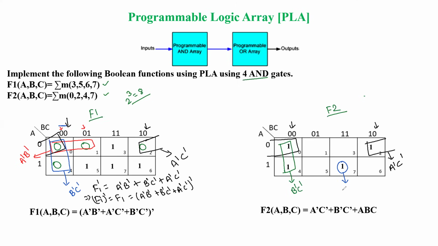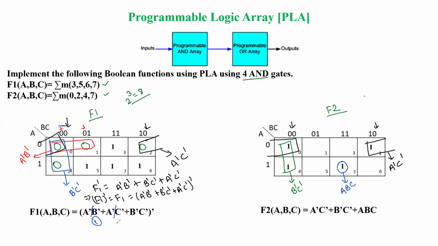So for this, row wise we have A and column wise we have BC. So we are getting again three product terms here. F2 is written as A dash C dash plus B dash C dash plus ABC. Now if you see F1 and F2, so this is the one product term.